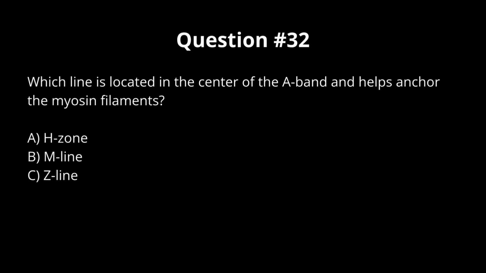Question number 32. Which line is located in the center of the A band and helps anchor the myosin filaments? A. H zone. B. M line. C. Z line. The correct answer is B. The M line lies in the middle of the sarcomere and stabilizes the arrangement of thick filaments.